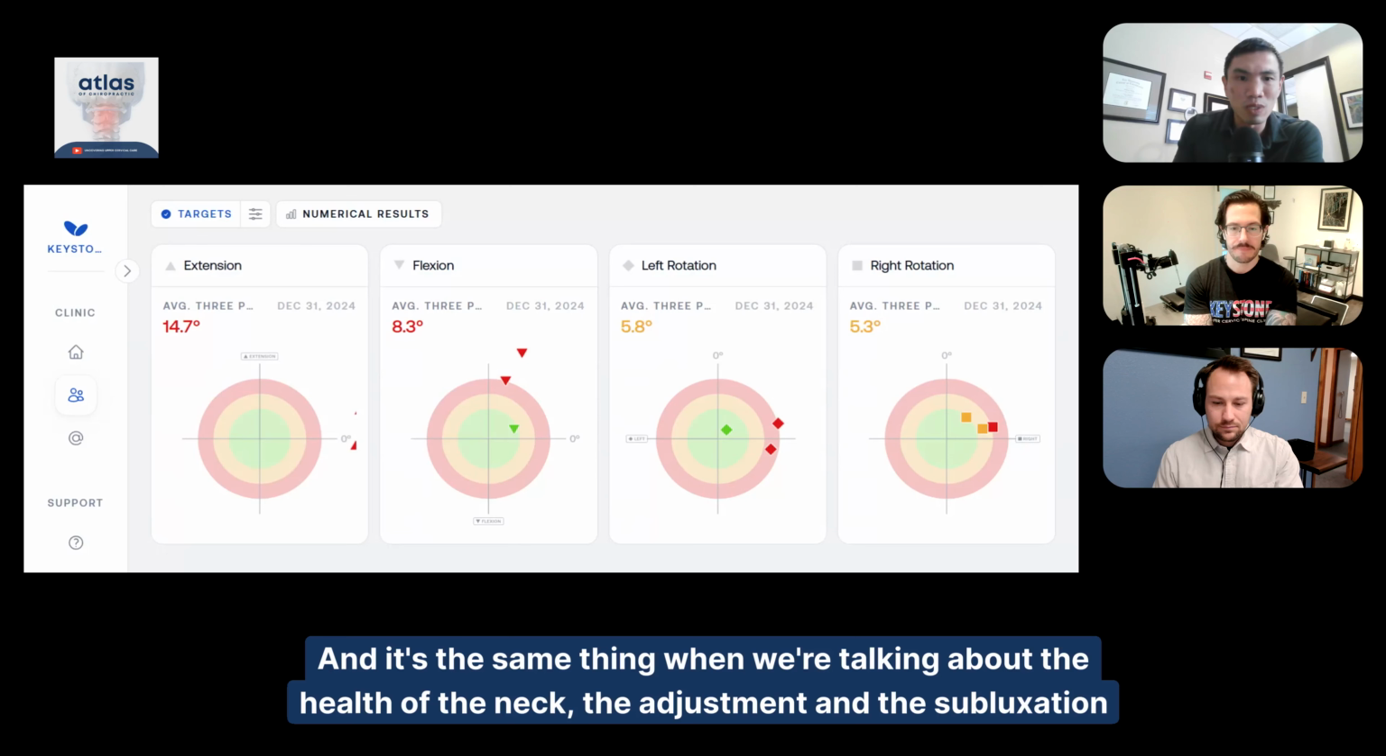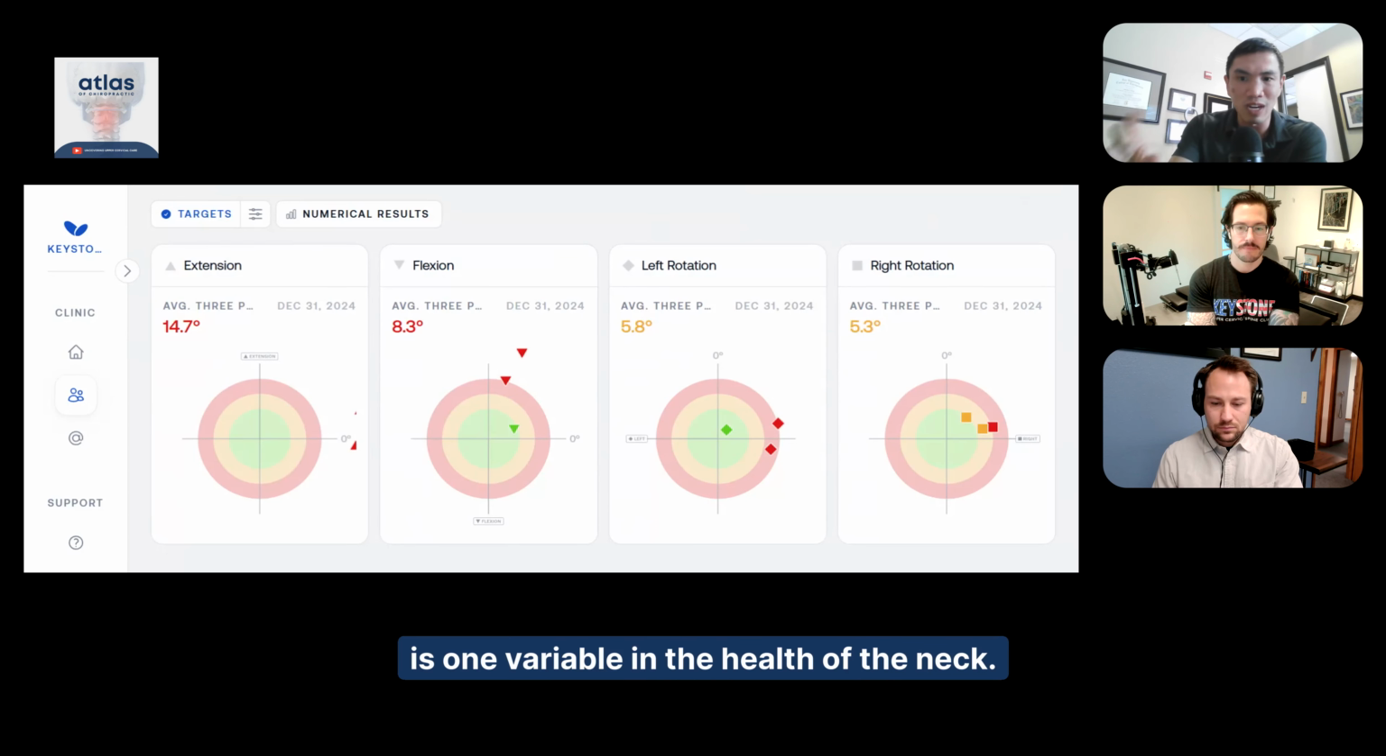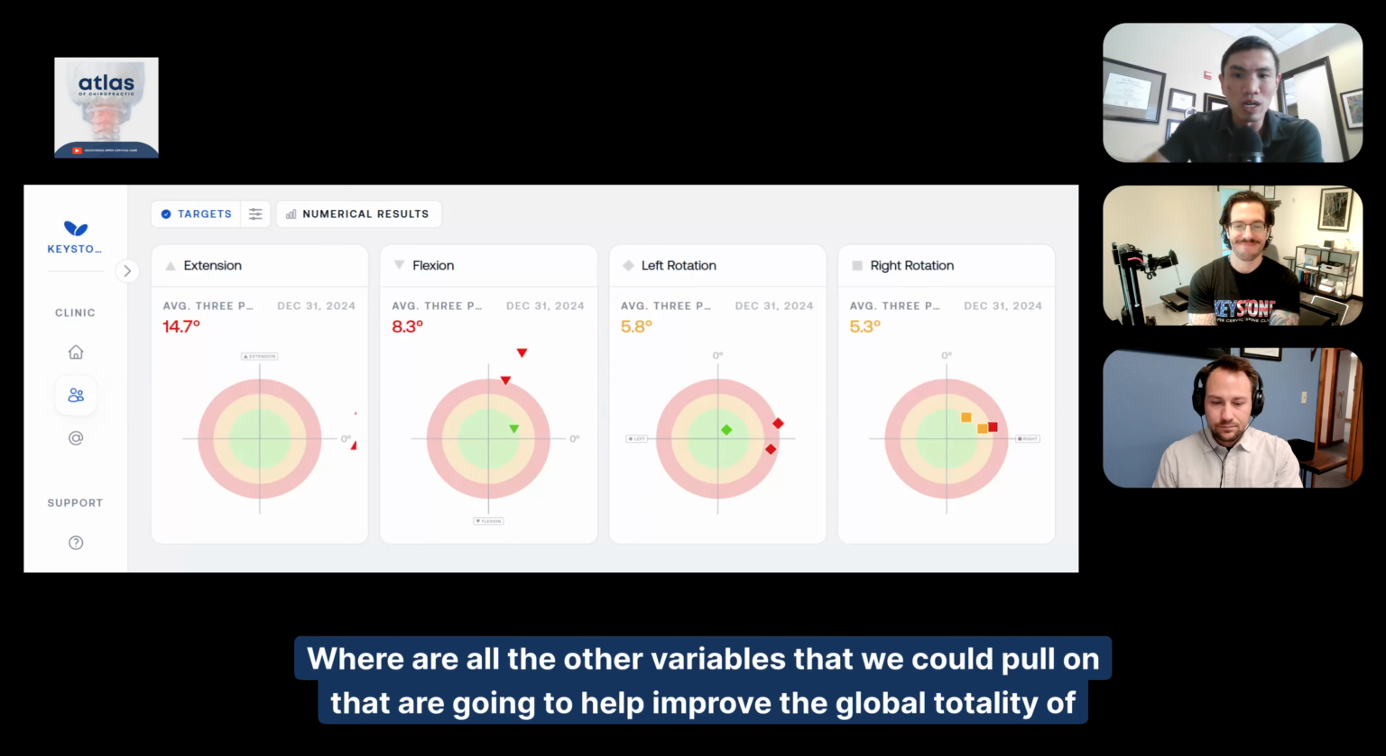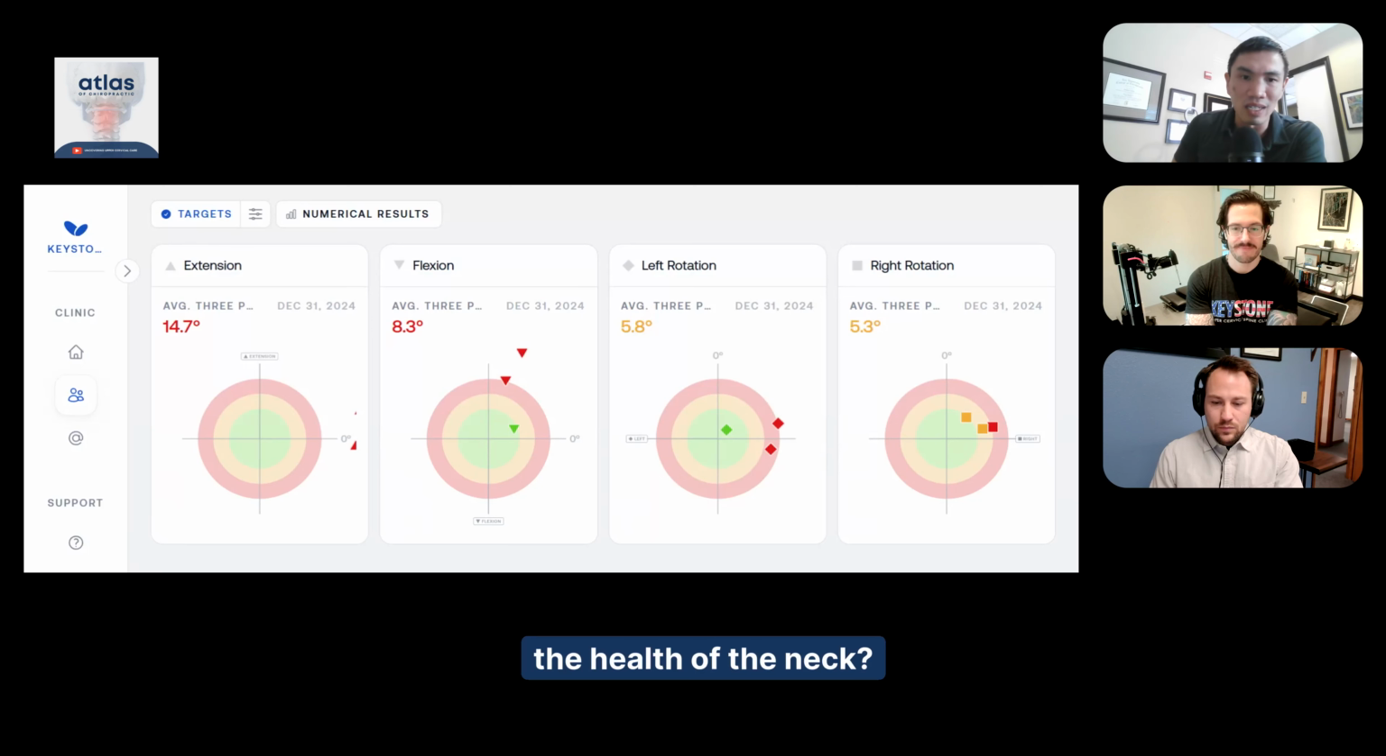And it's the same thing when we're talking about the health of the neck. The adjustment and the subluxation is one variable in the health of the neck. What are all the other variables that we could pull on that are going to help improve the global totality of the health of the neck? And that's what NeckCare is really about.